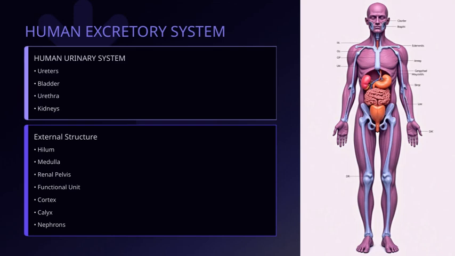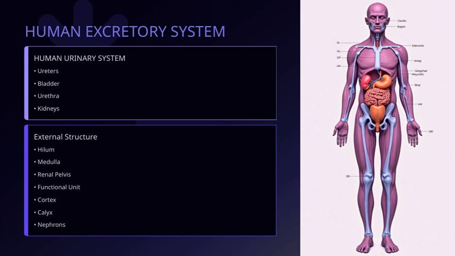Now, let's take a closer look at the internal structure of the kidneys. At the core, we have the nephrons, which are the essential functional units responsible for filtering blood and producing urine. Each nephron connects to a calyx, which is part of the collecting system that funnels urine toward the renal pelvis. The cortex is the outer region of the kidney, where many of these nephrons are located, while the medulla is the inner part that contains the renal pyramids. The hilum is the entry and exit point on the kidney where blood vessels, nerves, and the ureter connect.